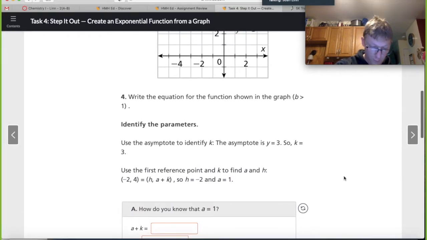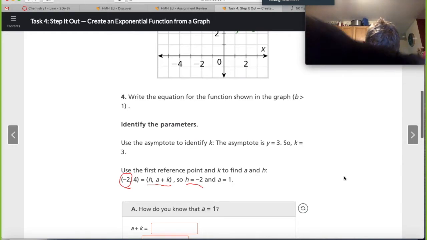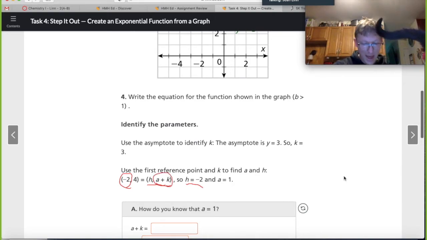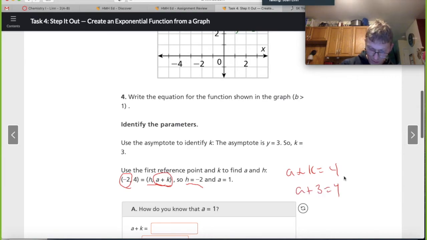So with our -2, 4, remember they showed us this. So the x component of our first number there is our h. So we know that h is -2. Then we know that our second part is a plus k. So a plus k equals 4. Well, we know that k equals 3, so now we have a plus 3 equals 4, a equals 1. So now we know that k equals 3.